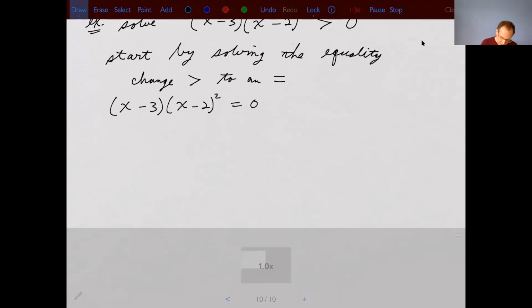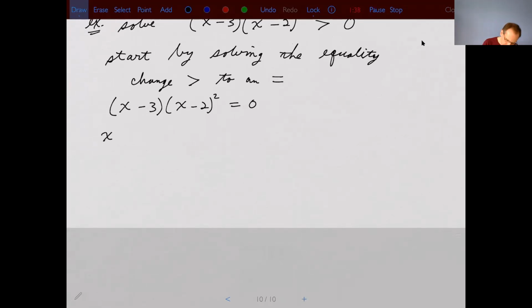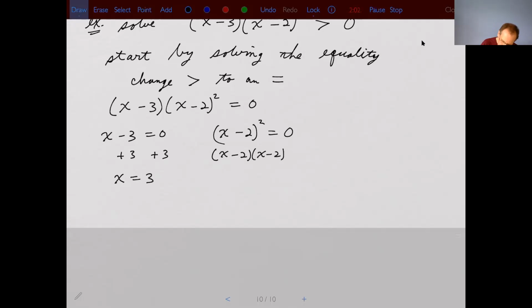So one possibility is that x minus 3 is equal to 0, and the other possibility is x minus 2 squared is equal to 0. In this case, we're going to get the solution x is equal to 3. In this case, it's basically a double root, because remember, this is really x minus 2 times x minus 2 equals 0. We're going to get the solution x is equal to 2, but it's a double root.